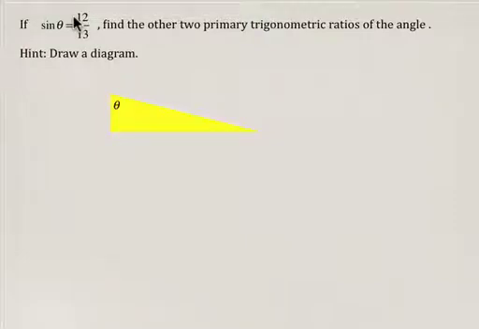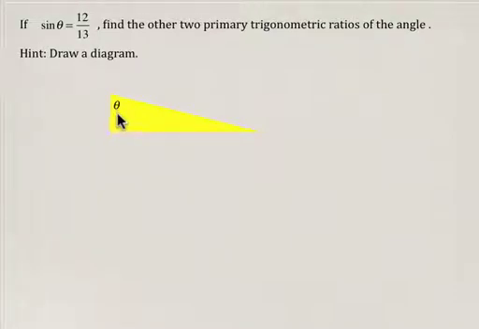Now here we're given sine theta is 12 over 13. And what you're asked is to find the two other primary trigonometric ratios of angle theta. So this is a right angle triangle, and for angle theta, we can name the various sides.